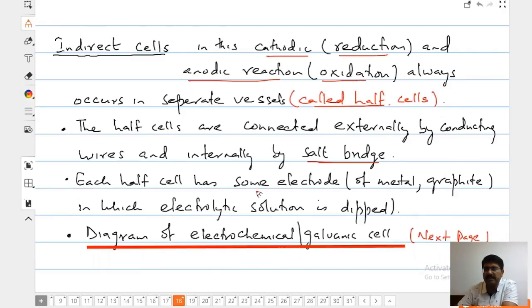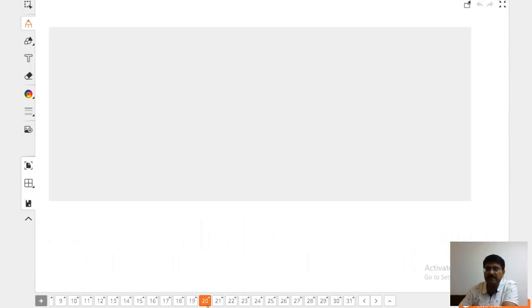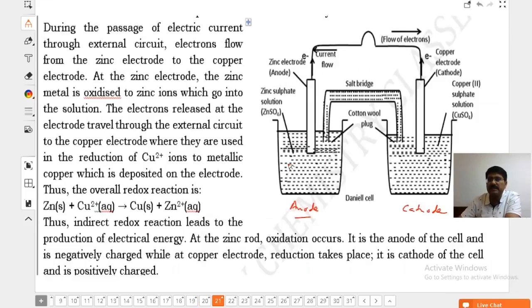Each half cell has some electrode, which can be of metal or graphite, in which electrolytic solution is dipped. This is zinc sulfate, and this is the zinc electrode. This is copper sulfate, in which copper is dipped. So each half cell is made up of some electrolytic solution in which some electrode is dipped. As you know, at cathode, reduction will happen. At anode, oxidation is going to happen.